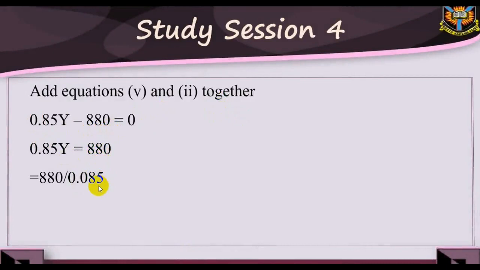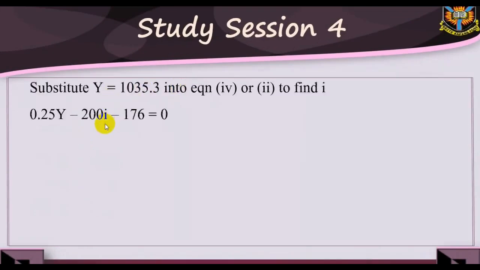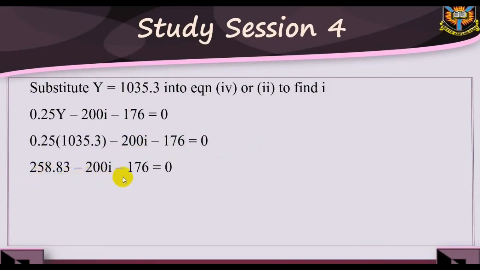Y equals 1035.3. Substitute Y equals 1035.3 into equation 4 or 2 to find i. 0.25Y minus 200i minus 176 equals 0. 0.25 of 1035.3 minus 200i minus 176 equals 0. 258.83 minus 200i minus 176 equals 0. 82.83 minus 200i equals 0. 200i equals 82.83. i equals 0.4.